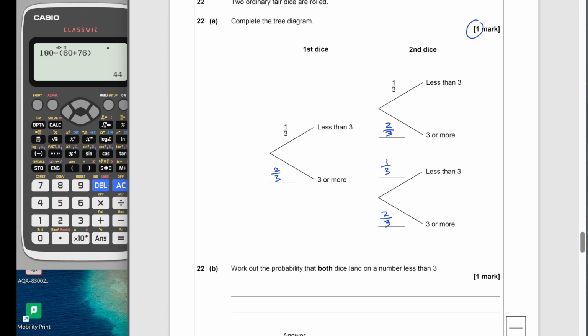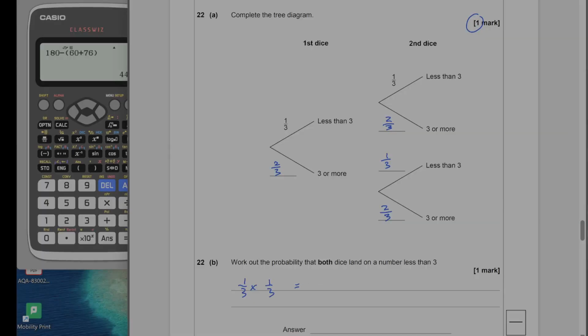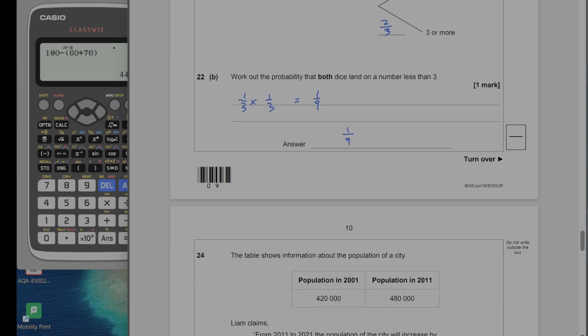Work out the probability that both dice land on a number less than 3. So less than 3, less than 3. So we've got 1/3 times 1/3, which will give me 1 over 9, and I'd leave it like that. I'm sure we could go decimal, but I'd leave it as 1 over 9. If we go decimal, 1/9 is 0.111111 recurring, but I'd leave it as 1/9.